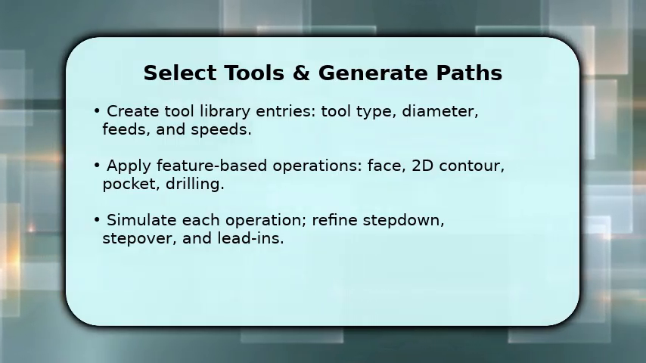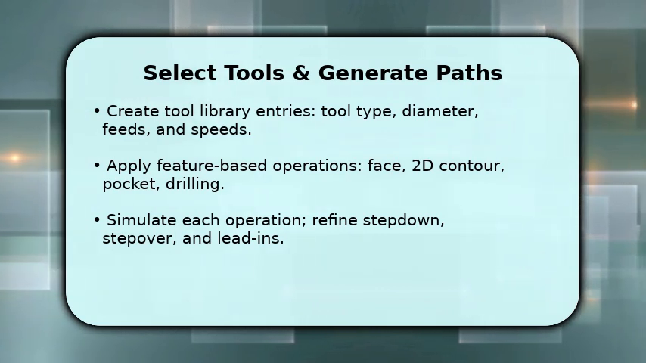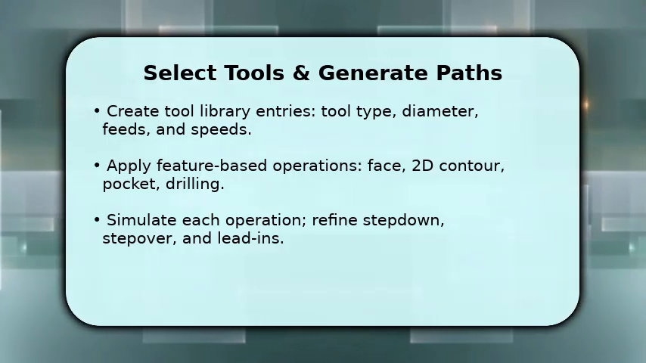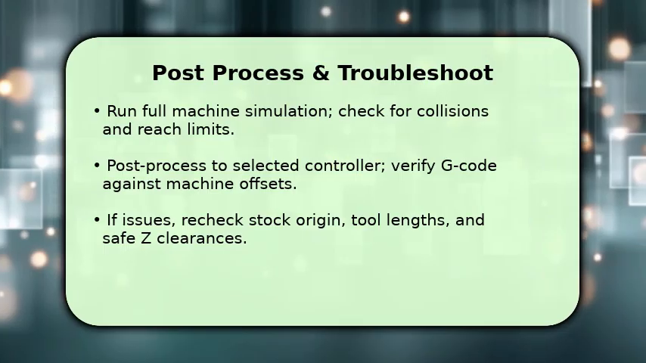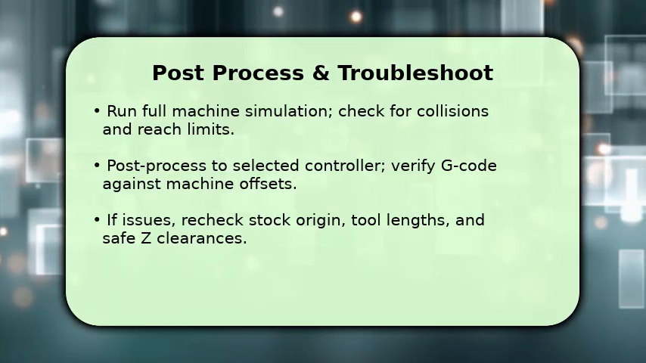If you see gouges or inefficient passes, adjust step down, step over, or lead in parameters and regenerate until motion looks smooth and collision-free. Finally, run a complete machine simulation to validate tool motion and detect collisions before generating G-code. This prevents costly mistakes on the shop floor.